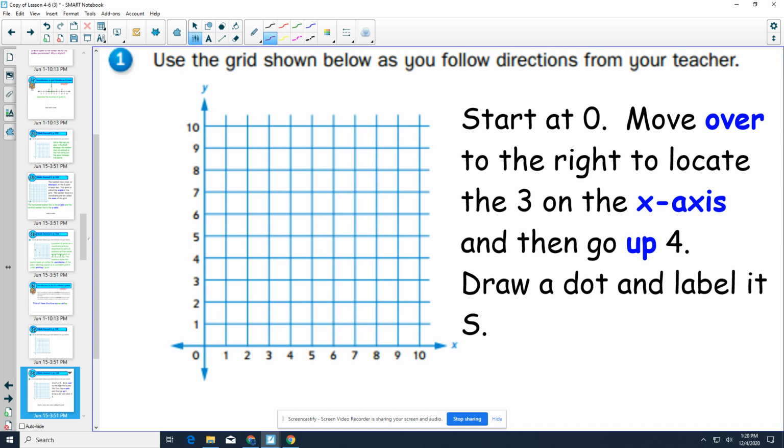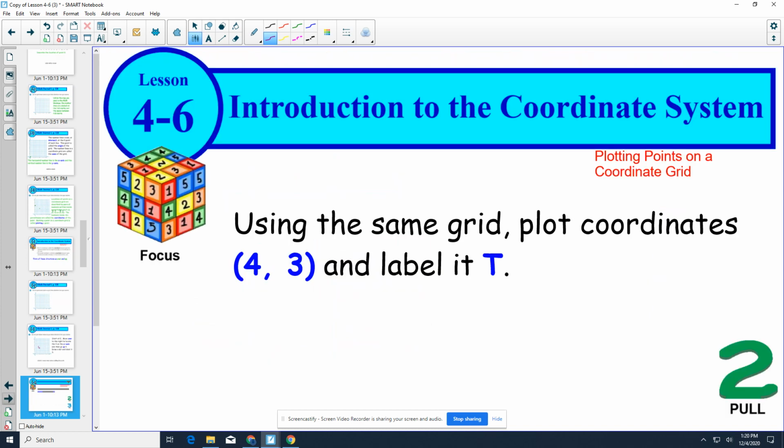Okay, so after you've done that, you should start at 0, and you want to move over 3 places to the right, and then you want to go up 4. So 1, 2, 3, 4, and plot your point. And it says to draw a dot and label it S. So make sure you've done that. Make sure yours matches mine.